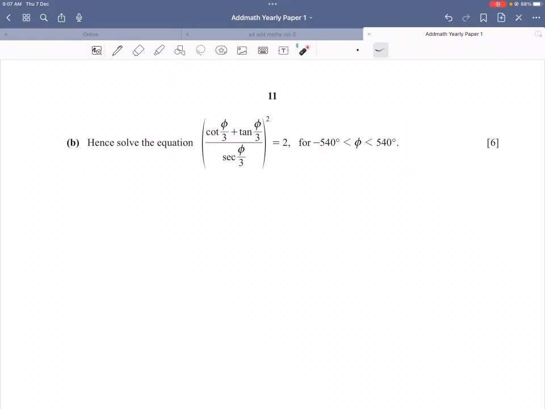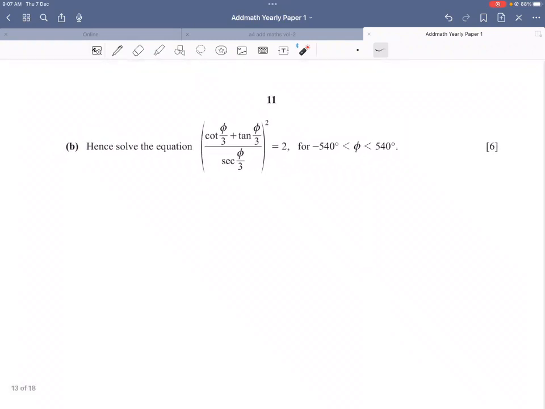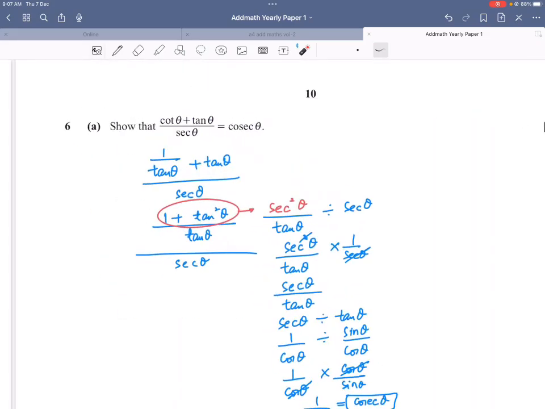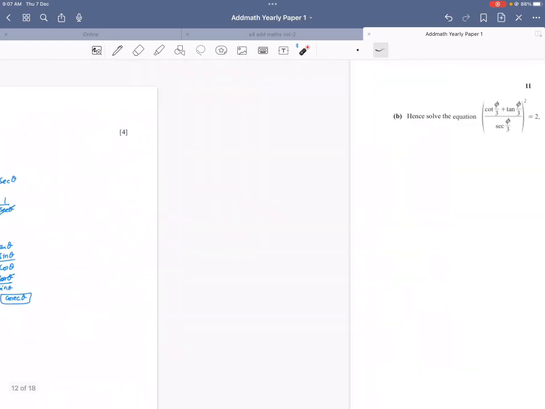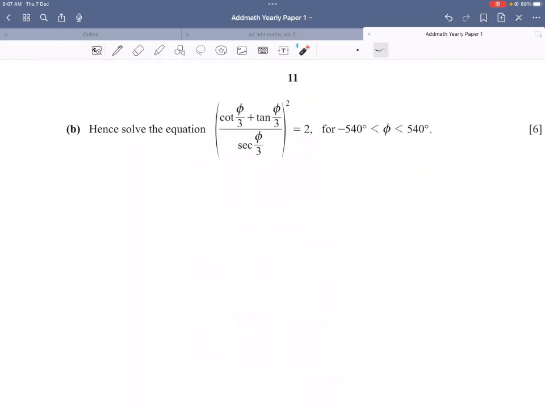Part B. It says hence solve the equation. Hence means that it's connected to the previous part. So if you observe the previous part, it says cot theta, tan theta, sec theta, and in this question the equation is same, cot theta, tan theta, sec theta. But the difference is the theta replaced with psi over 3.